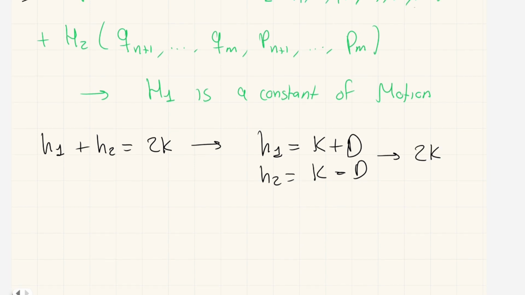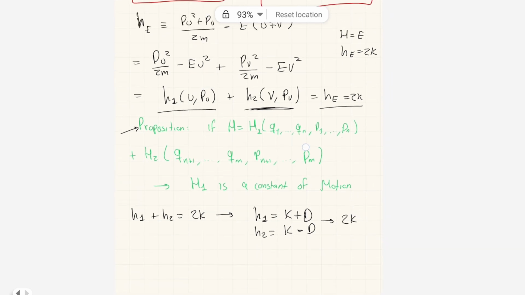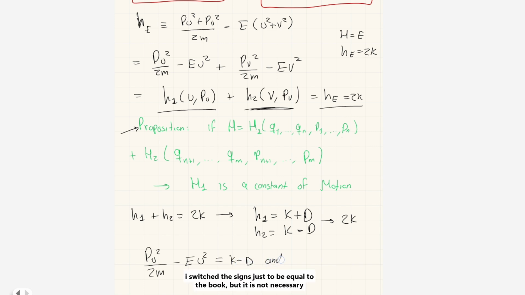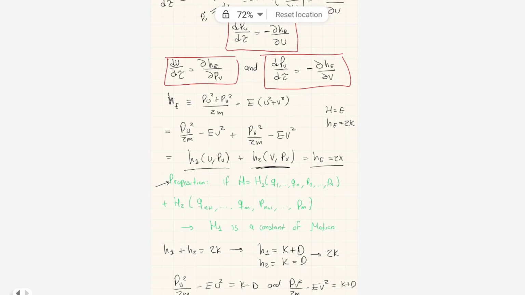Perfect. Now that we have defined this, and we know what is the form of h1, we can say that p_u² divided by 2m minus e u² is equal to k minus d, and p_b² divided by 2m minus e b² is equal to k plus d. And of course, this d is also a constant of motion for obvious reasons.